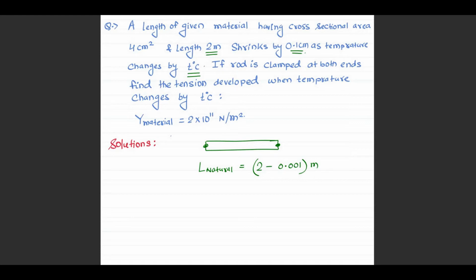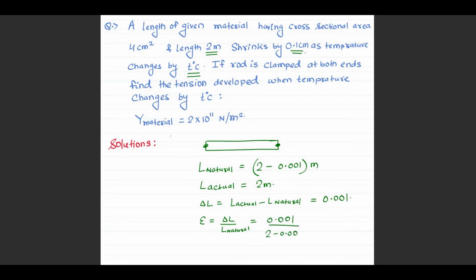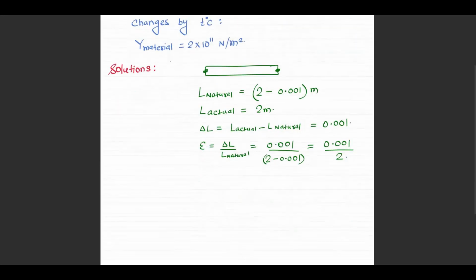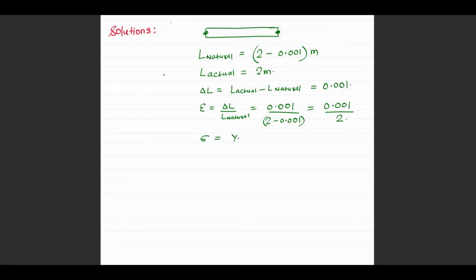Okay, so this is L natural, while L actual remains 2 meters, because of the clamp it did not change, right? Delta L then is, so strain will be, I can ignore 0.001 with respect to 2 in denominator, so I can write this as this only. If this is the strain, stress will be Young's modulus times this.